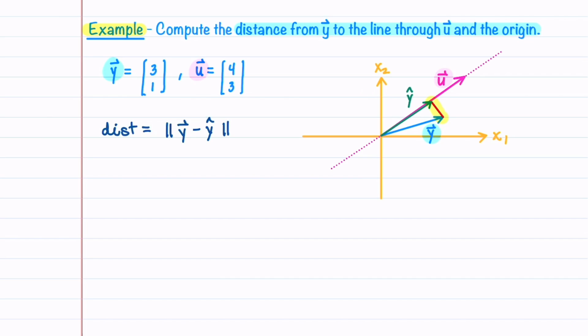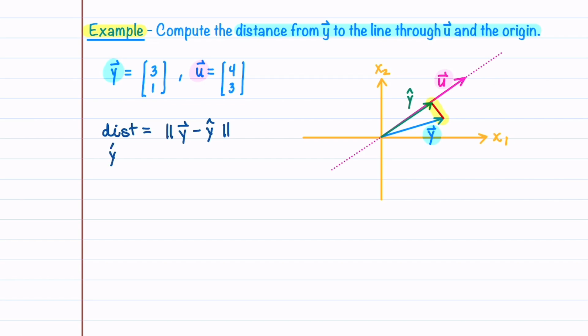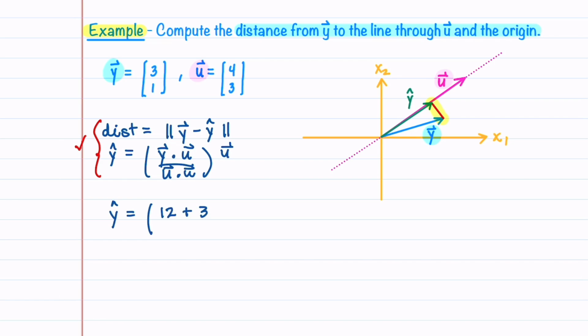Y hat is the projection of vector y onto vector u, and it's given by the formula y hat is equal to y dotted with u divided by u dot u times u. These are two really good formulas to memorize. In order to find the distance, we're going to have to compute y hat first. So that's y dotted with u. That's going to be a 12 plus 3, just multiplying the corresponding components. And then we dot u with itself, so each component gets squared. So we have a 16 plus 9. And then we multiply this by vector u, 4, 3.